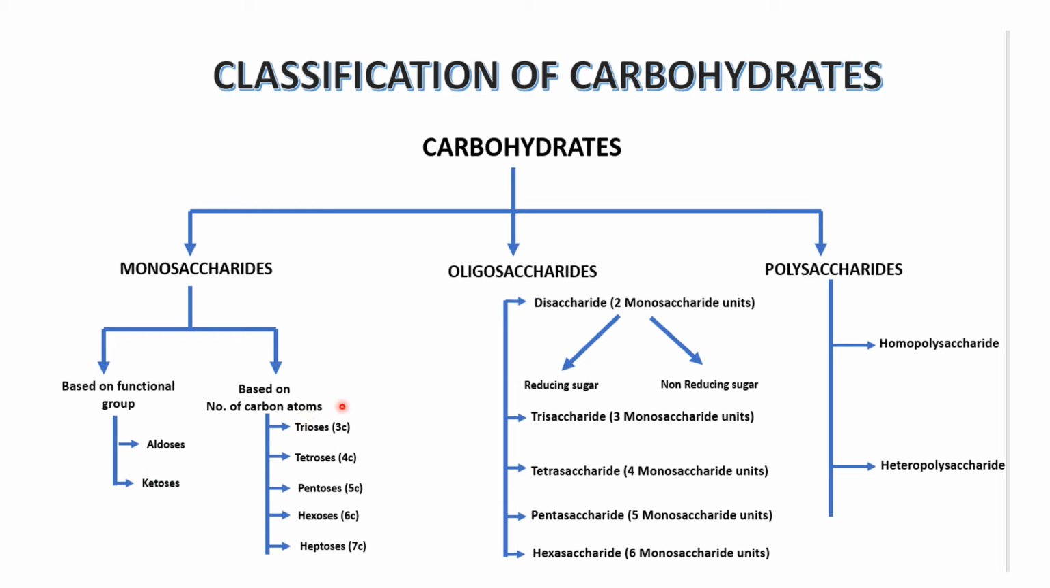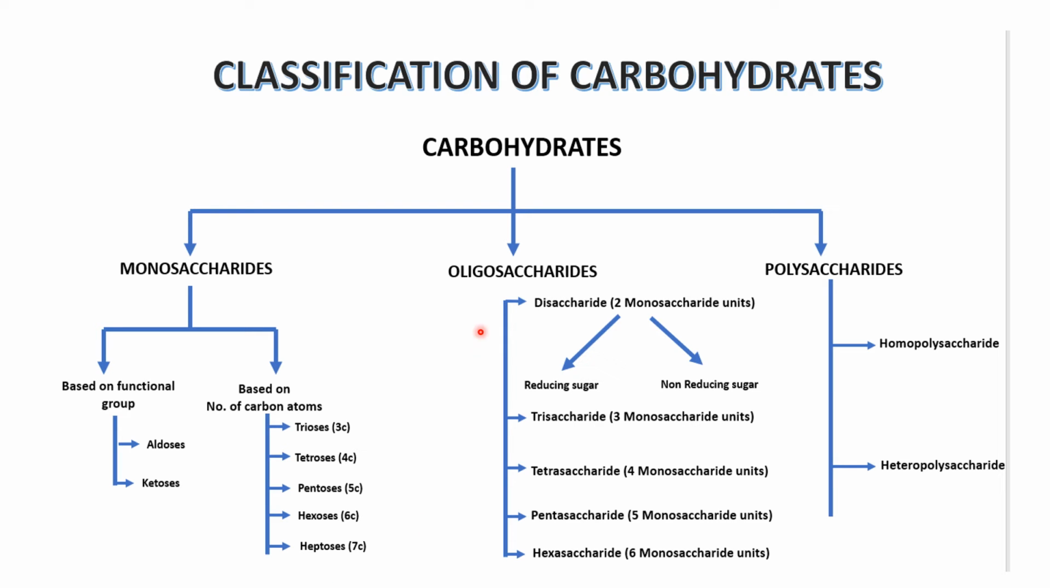And coming to the second subclassification of monosaccharides, it is based on the number of carbon atoms. If a monosaccharide molecule is having 3 carbon atoms, it is known as trioses. If it is having 4 carbon atoms, it is known as tetroses. And if it is having 5 carbon atoms, it is known as pentoses. And if it is having 6 carbon atoms, it is known as hexoses. And if it is having 7 carbon atoms, it is known as heptoses.